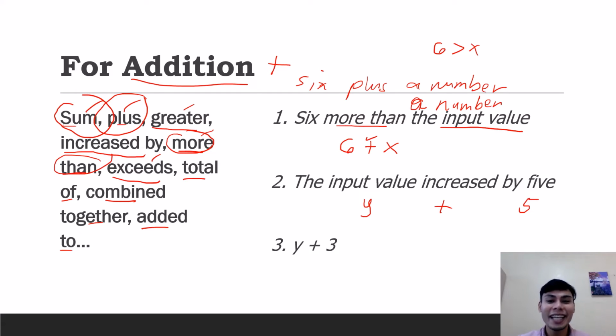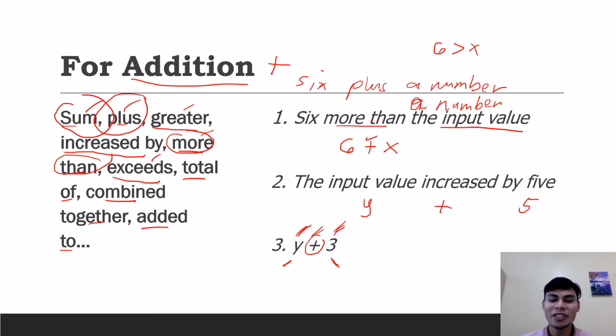Then, number 3. This is our third task. Translate it to verbal phrases. So, this is just an additional task. If I am to translate, of course, the basic, y plus 3. Pero, pwede din palang y increased by 3. The sum of y and 3. Or combine together y and 3. Or y added to 3. Ganyan na ganyan lang po. So, you should remember these terms. Greater, not greater than. Greater, 6 greater than the input value, increased by, more than, exceeds.